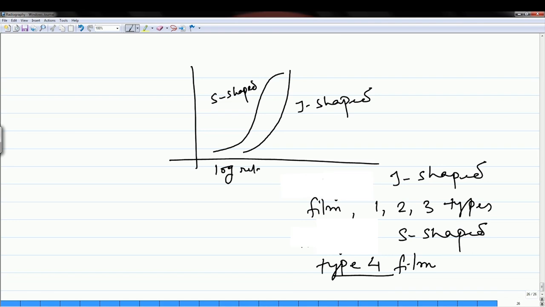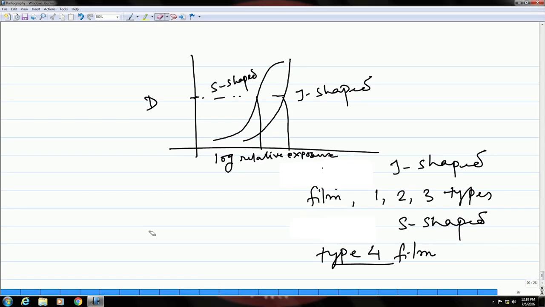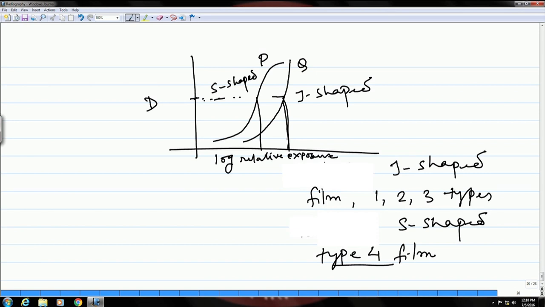So, this axis is exposure, which is the combination of intensity and the exposure time. Okay. So, since time is involved here, you would also be able to derive the speed of the film. For example, if I have two films like this, P and Q. Here you could see for a particular density D, the exposure time which is needed for Q is higher compared to that needed for P. So, this itself tells you that film P is faster compared to film Q. So, that means the film speed for film P is higher than the speed for film Q.